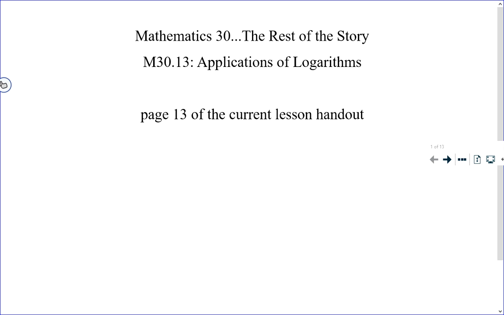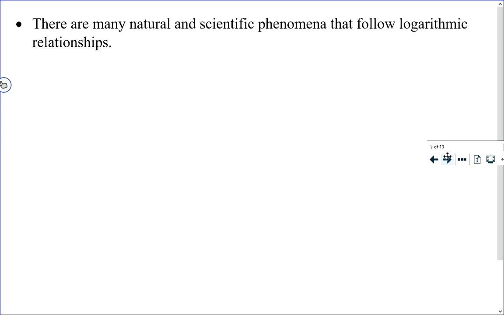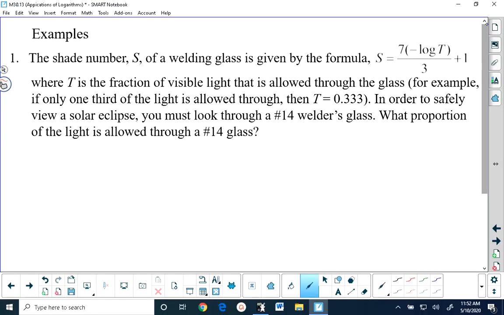So today's lesson is a very short lesson. It's on page 13 of your lesson handout. And the goal of this lesson is that you become more and more comfortable working with logarithmic equations. And it turns out that in the real world, there's a lot of natural and scientific phenomena that follow logarithmic relationships. All right, example 1, the shade number of a welding glass is given by that formula.